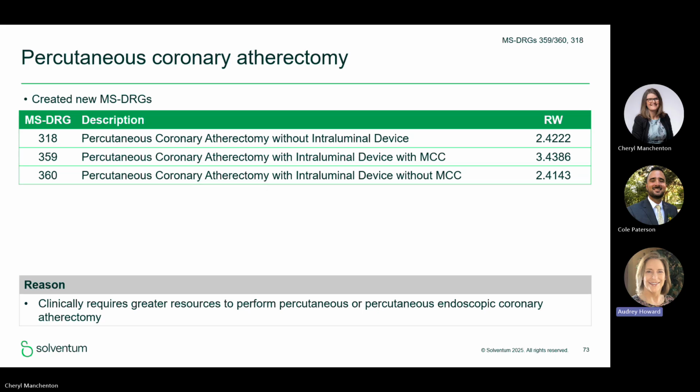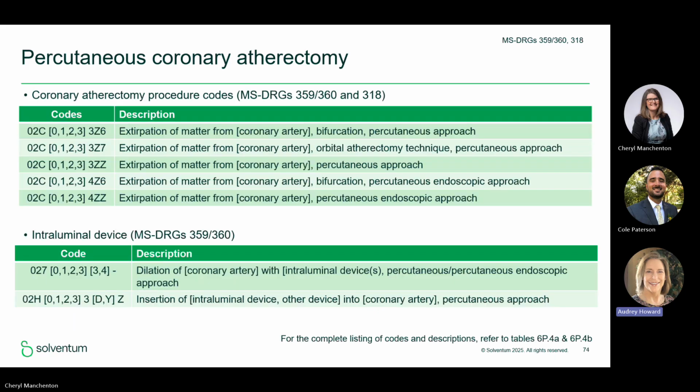The next slide will show what procedures, what PCS codes, would qualify for these new MS-DRGs. And they're all from the 02C table and the extirpation. If an intraluminal device is added, that would qualify for 359 through 360. That's what's at the bottom, your 027 or 02H, to be able to qualify for the intraluminal device.